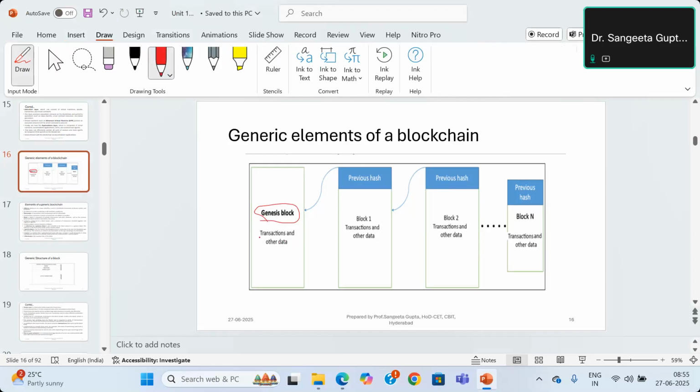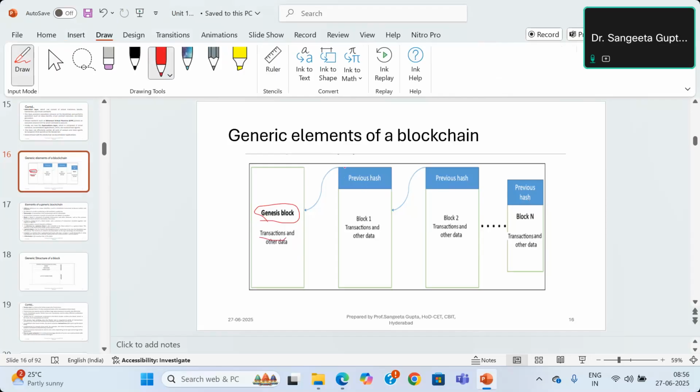Now, what is a transaction? A transaction is any action, any amount which has to be transferred, or any action which has to be performed, represented as a transaction. In order to execute these transactions, they need to be accommodated inside a block. Every block is connected to every other block through the addresses.